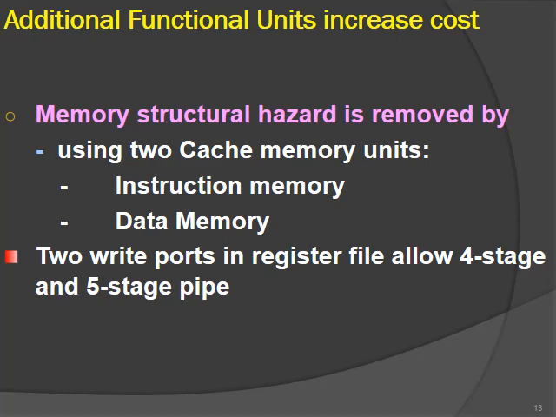The other thing that can be used is additional functional units, but it will increase the cost. The memory structural hazard can be removed by using two cache memory units at the same time. One will be the instruction memory and the other will be the data memory. Also, two write ports in the register file will allow the 4 and 5 stage pipelines to be completed at the same time.